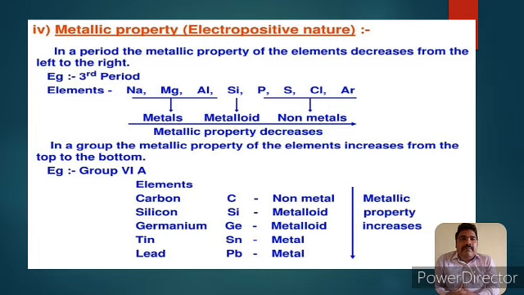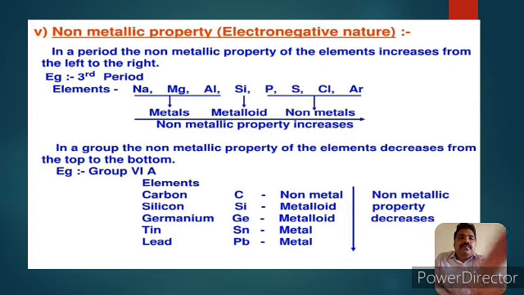So metallic character decreases from left to right, and in a group the metallic property of the element increases from top to bottom. That is, in group 4A, the elements are carbon, silicon, germanium, tin and lead. From top to bottom, carbon is a non-metal, silicon is a metalloid, germanium is a metalloid, tin is a metal and lead is also a metal. So metallic character increases from top to bottom in a group.